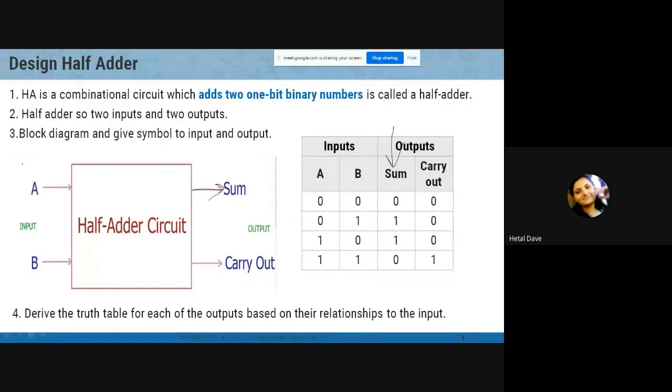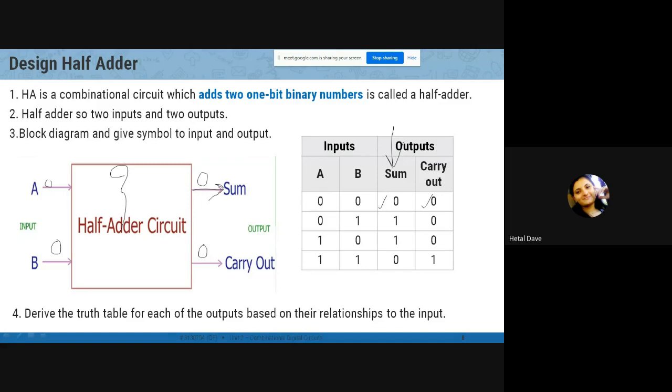So if my input is 0, 0, then 0 plus 0, the output will be sum 0 and carry will not be generated. So whatever circuit we are going to design under this box will display sum is 0 and carry out is 0.